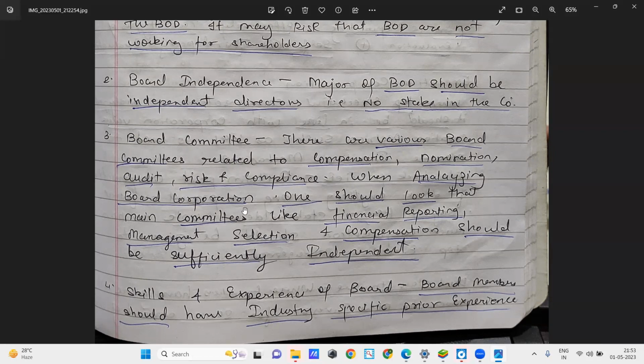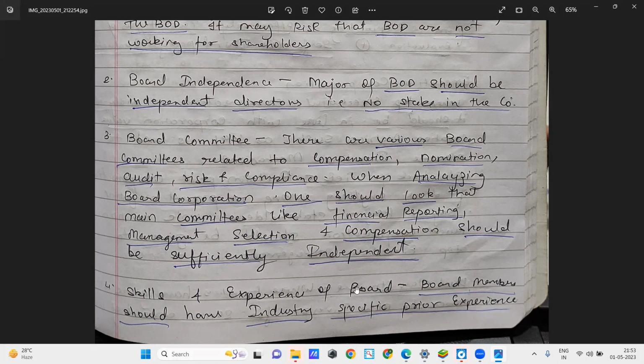When analyzing board committees, one should check that the main committees, like financial reporting, management selection and compensation, are sufficiently independent. So here it says that all the committee members should be independent.